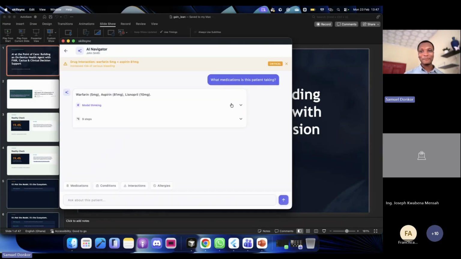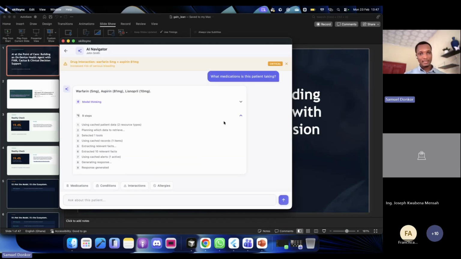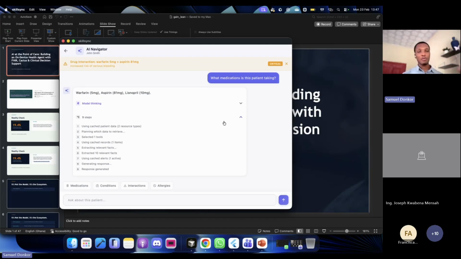So what actually happened is that there are 9 steps involved, or a different number of steps, depending on the question you ask. But here you can see that first, the agent gets the available patient data. If John has already been registered in the system, we cache it for faster inference. And then the agent plans exactly which data to retrieve. So instead of going in there and checking every piece of data one by one, it plans what to retrieve, what it needs and what it doesn't need. And then based on what it needs, it selects the tools, right?